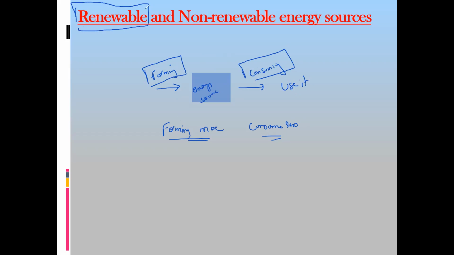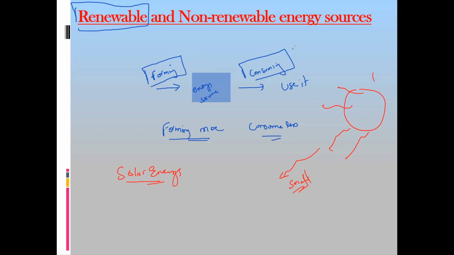An example of a renewable energy resource is solar energy from the sun. Why is it renewable? Because the sun is producing an enormous amount of energy, but we are utilizing a very small part of it. That's why we call the energy from the sun a renewable energy source.